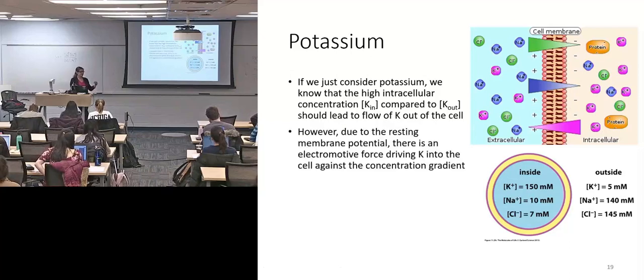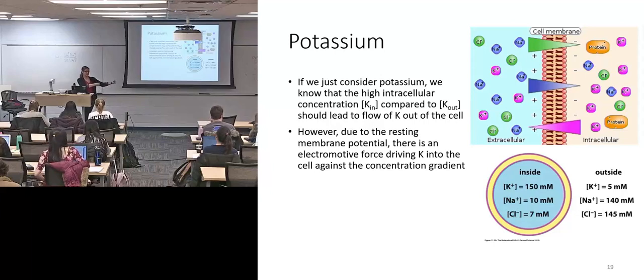Due to the resting membrane potential, where it's more negative on the inside, there is an electromotive force, this difference in potential, that wants to drive potassium in against its concentration gradient. So these two things are competing against each other. Okay? They might be working together.